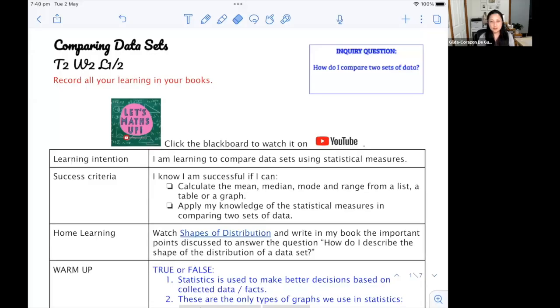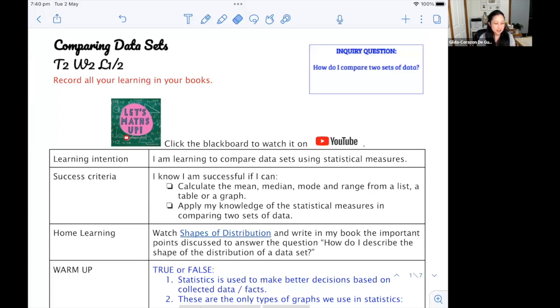Hello, everyone. So let's have a quick recap of what we did yesterday so that we'll be ready for the lesson or the next example that we will be looking at for today.